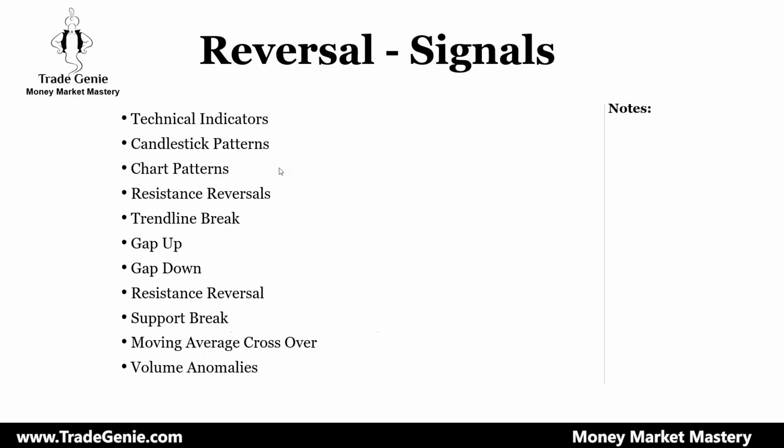So gap down, support break, moving average crossover. It could be the 20-day crossing below 50, 50 crossing below 200, or 50 crossing above 200. So various kinds of moving average crossover.